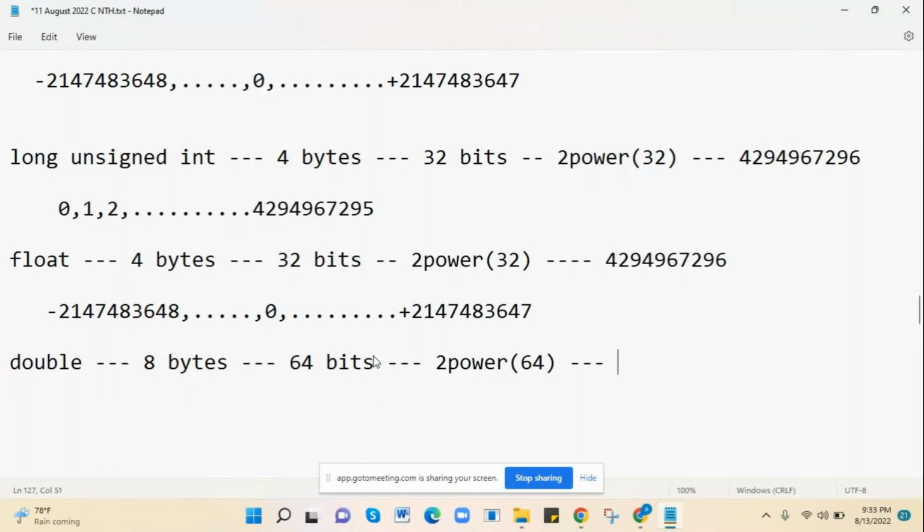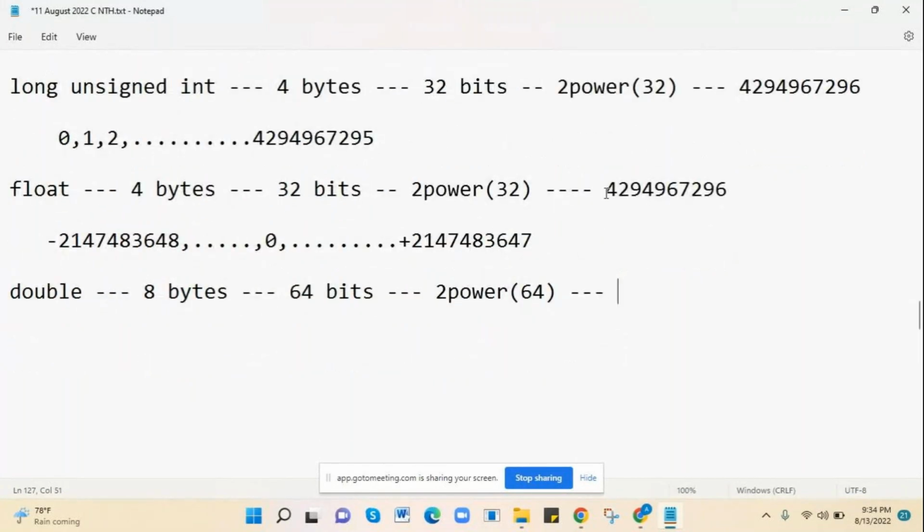Okay, it is a very huge value, 2 power 64. Why? Because we have to multiply this with the same number, 2 power 32 into 2 power 32. Then only it is 2 power 64. It is a huge number. Leave it, no one will ask.